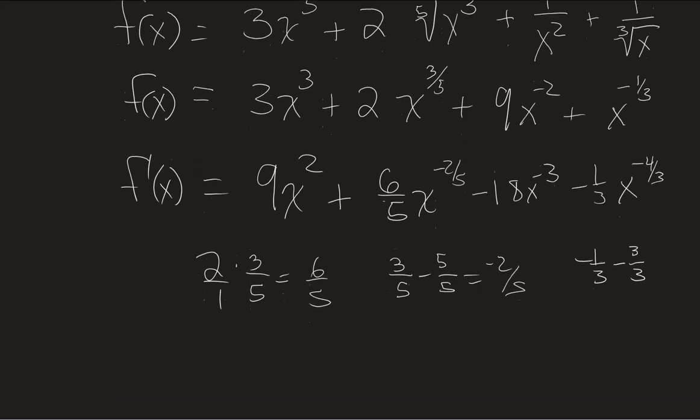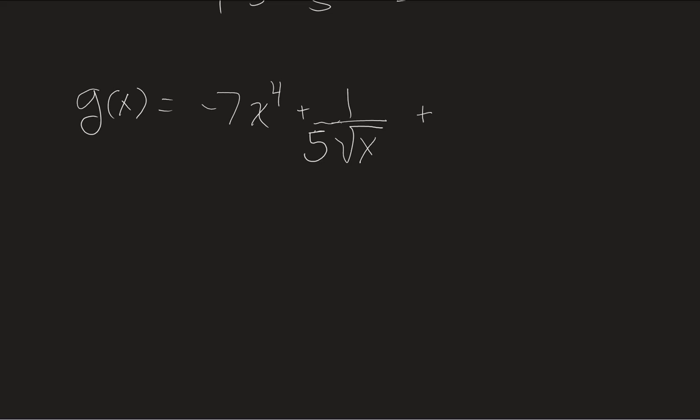Alright, now you try one. I'll put it up here, pause it, and try it. So g of x equals -7x to the 4th plus 1 over the square root of x. Oh, I'm going to make this 1 over 5 times the square root of x, plus 6 over x to the 3rd plus the 3rd root of x squared.